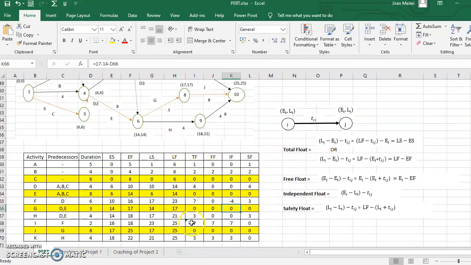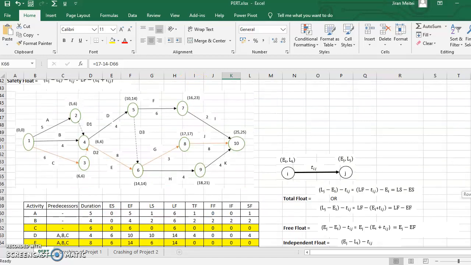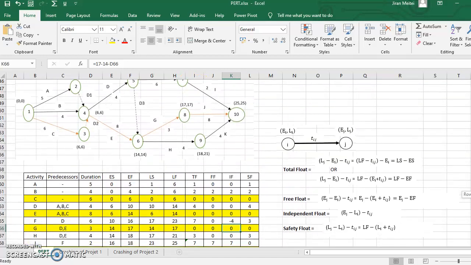Now come to the total float column. Remember, this total float will always be greater than or equal to the value of any other float for that corresponding activity. The other float cannot have a value greater than this total float. One more observation: the total float for all the critical activities of the network is 0. This is how you check your calculation.